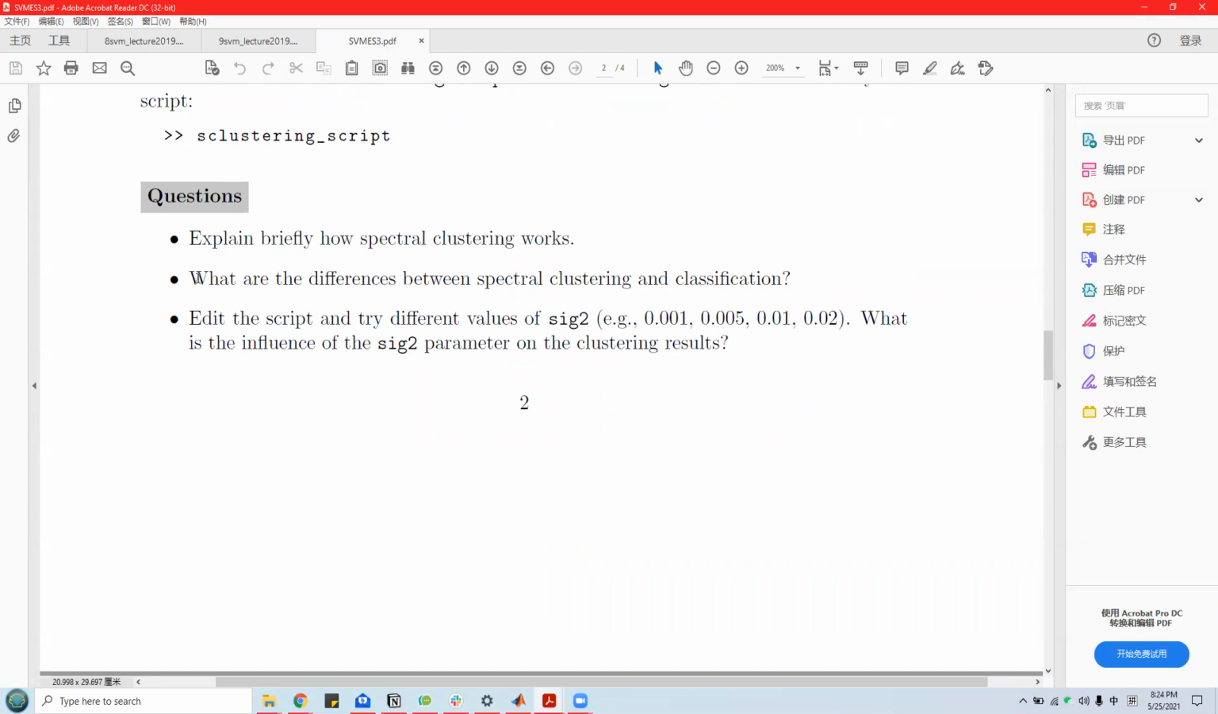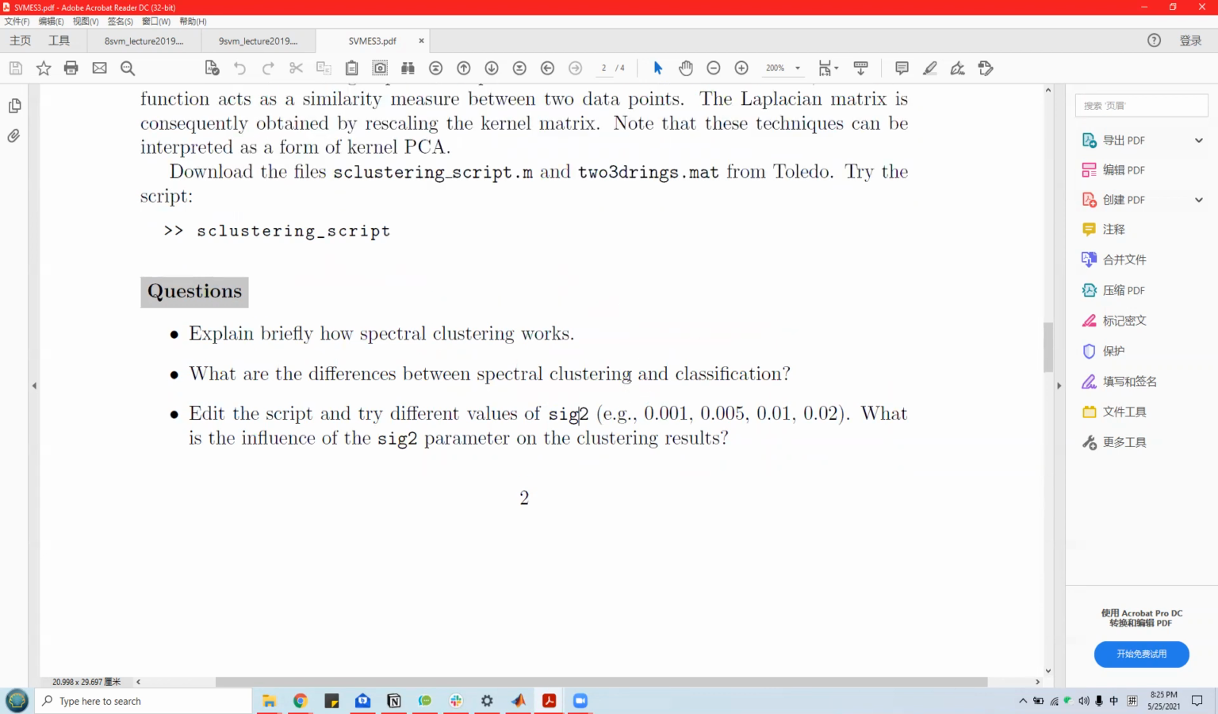All right, and then you need to tell the difference between what is spectral clustering and what is classification. So again, you need to write about essentially what those two are doing. So maybe put some of the formula and then also how the spectral clustering works, which you described before.